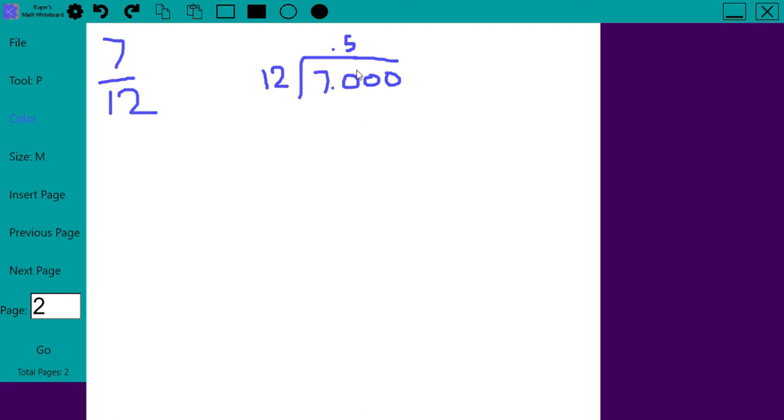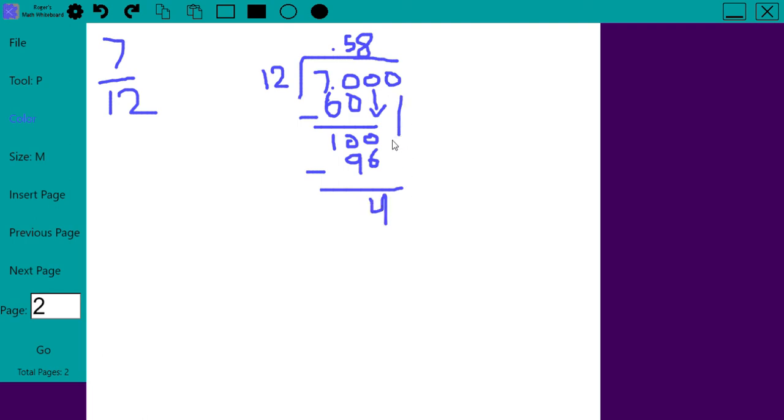12 times 5 is going to give you 60. Subtract. 70 minus 60 is 10. Alright, then I bring down a 0. How many times does 12 go into 100? 12 goes into 100 8 times. 12 times 8 is going to give me 96. I'll subtract. 100 minus 96 gives me 4.